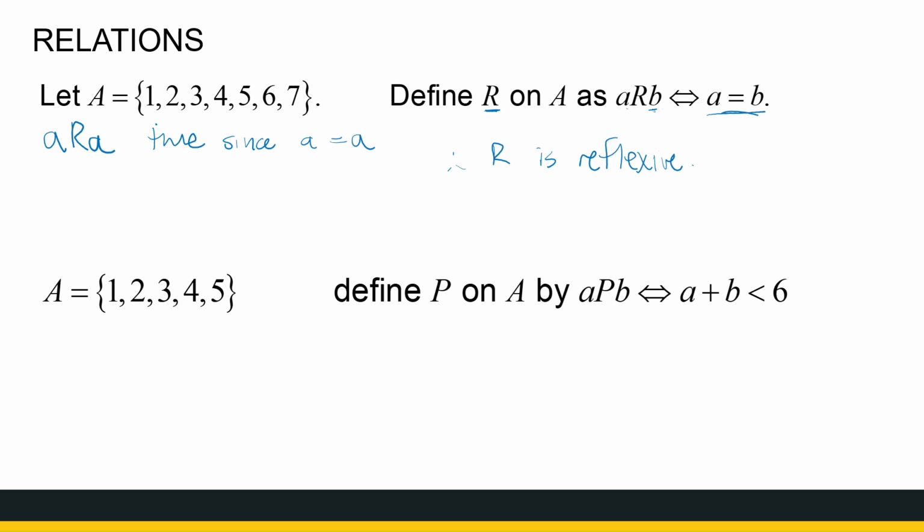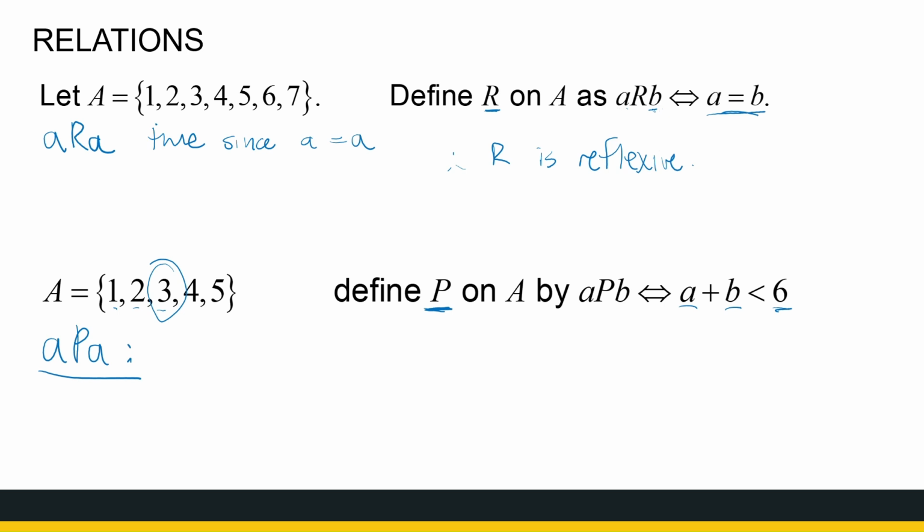All right, so the next one's going to take a little bit more work. Let's look at this one. 1, 2, 3, 4, 5 is my set A, and I define P on A by aPb if and only if a plus b is less than 6. Now we've looked at which elements this relation works for. My question is, will aPa be true? What we want to see is, will a plus a be less than 6 for all the a's? Doesn't matter which a, not just for one, for all of those elements of that set. Well, 1 plus 1 it works for, 2 plus 2 it works for, 3 plus 3, whoops, I'm in trouble already. 4 plus 4 I'm in trouble, 5 plus 5 I'm in trouble.